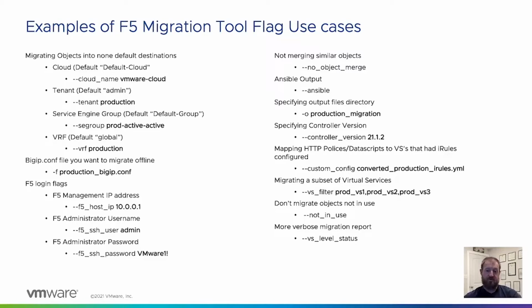For any iRules you have converted into policies or data scripts, use the custom config flag to call the file containing those policies and data scripts. If you would like to migrate a subset of virtual services instead of everything on the F5, use the --vs filter flag to specify only those virtual services in scope. To skip migrating objects that are not in use, use the not in use flag.